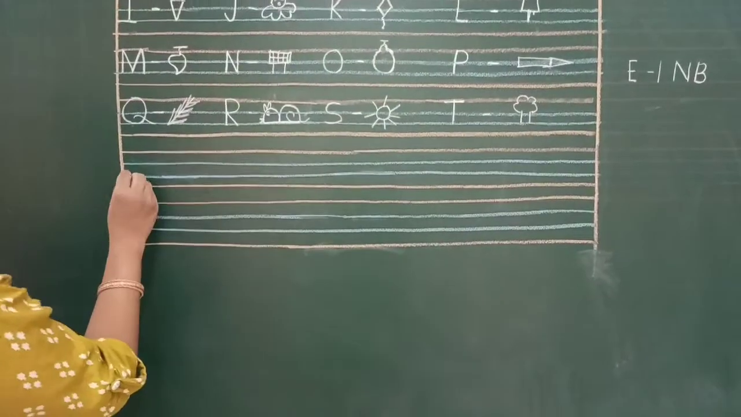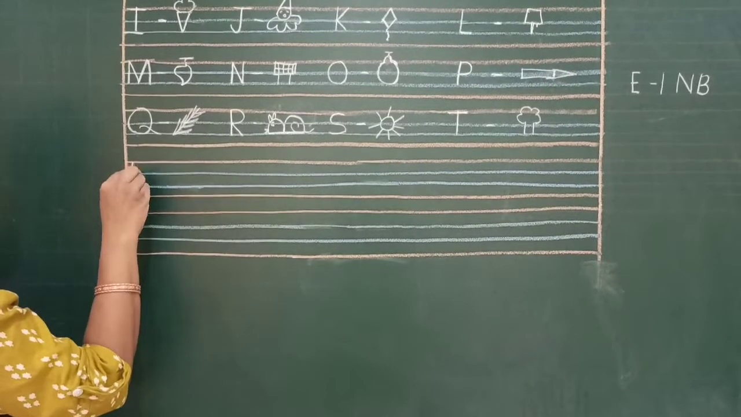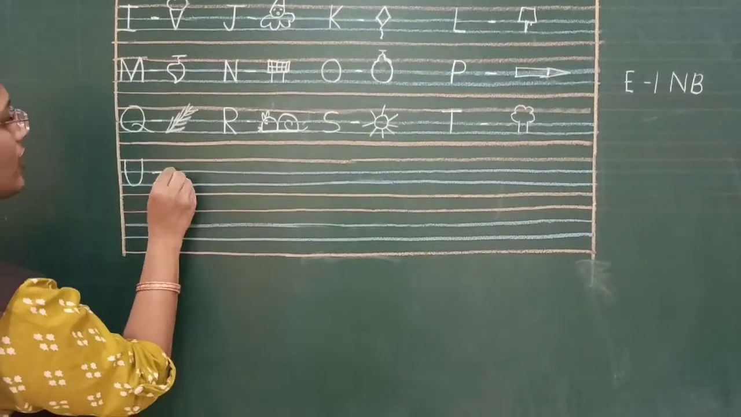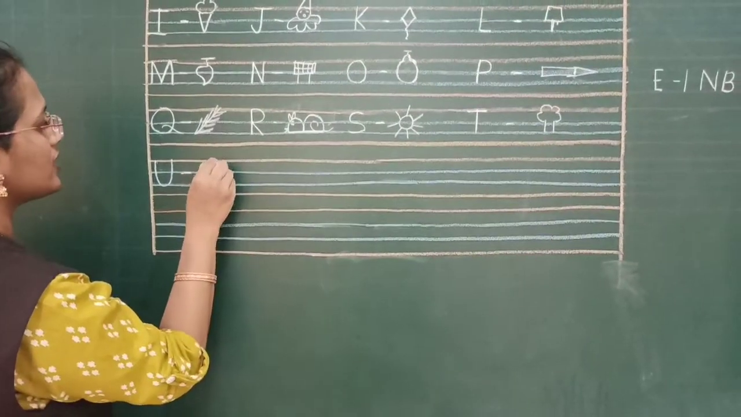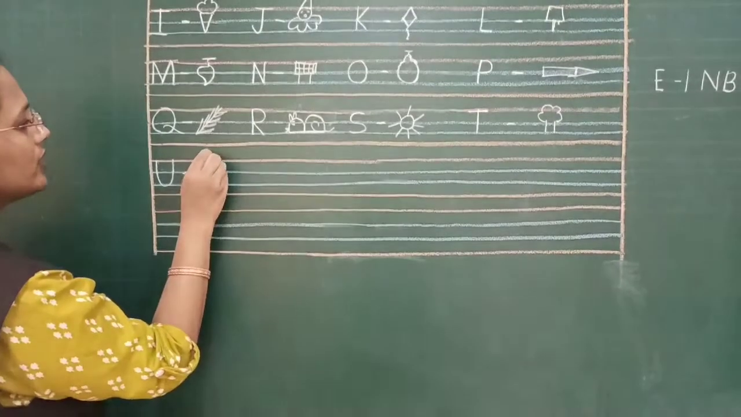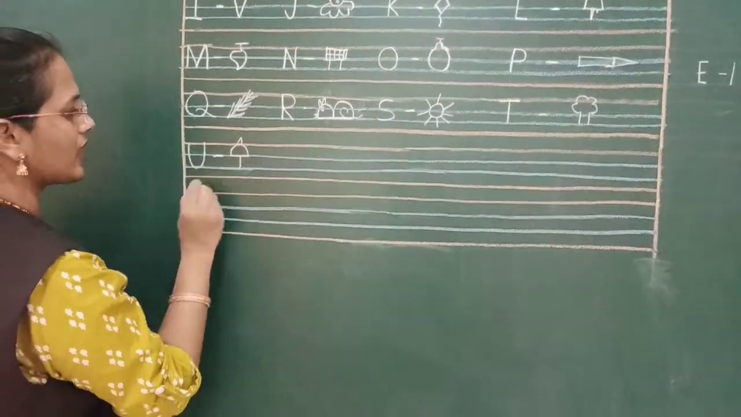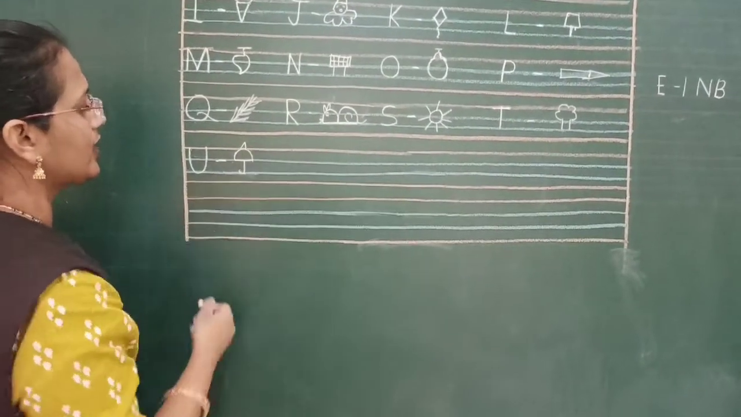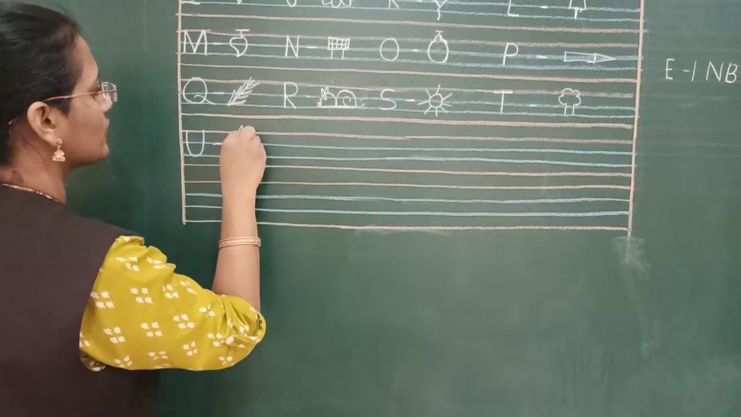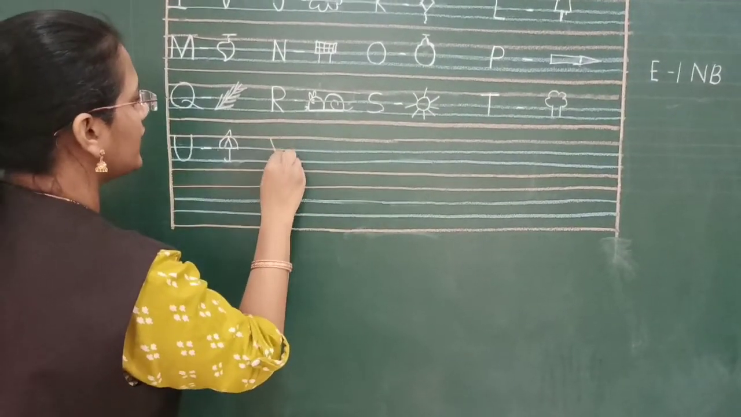Then in the next line again S, T. Then what will come over here? U, and U is for umbrella. So very simple, half circle, one sleeping line, here up and down, and here one standing line, and here one tongue. So it is umbrella. You can draw like this lines also in it. Okay. So U. Then V.